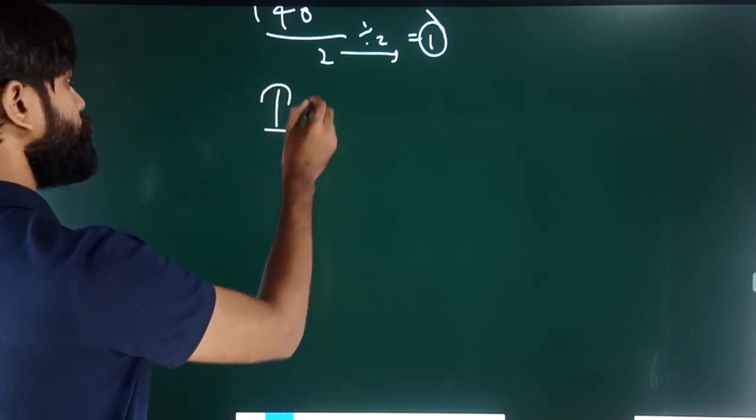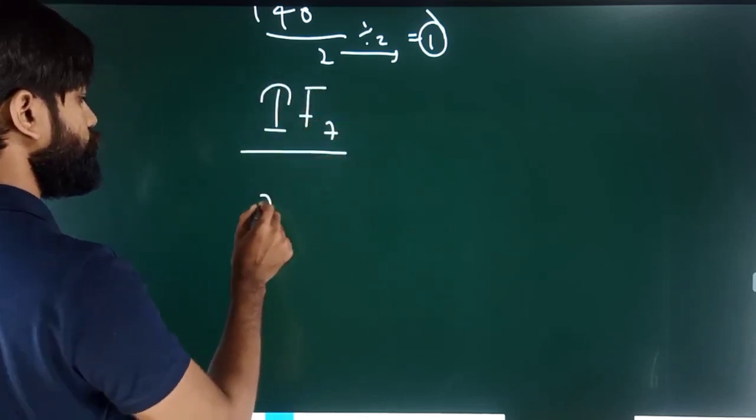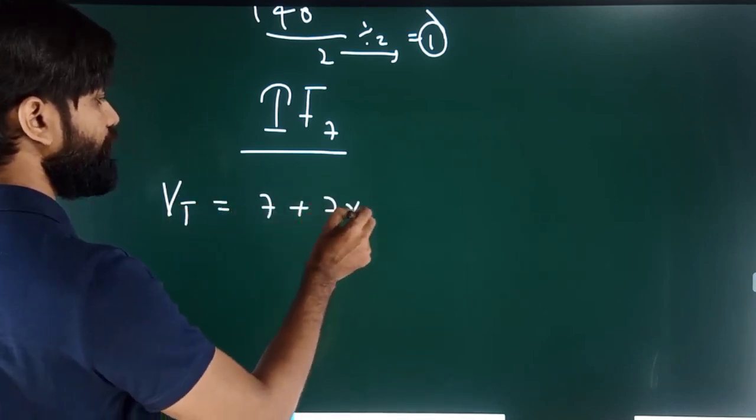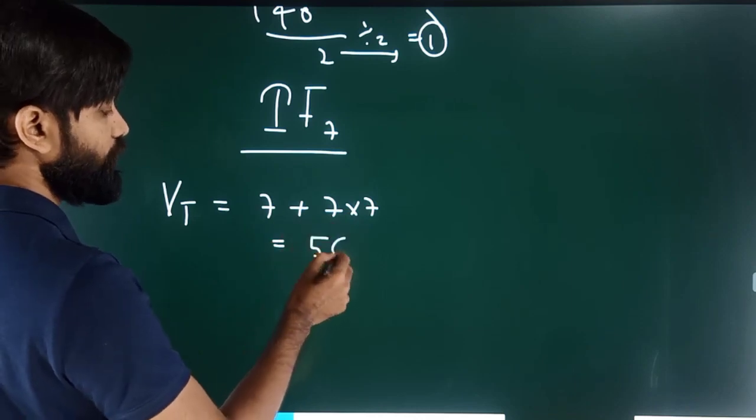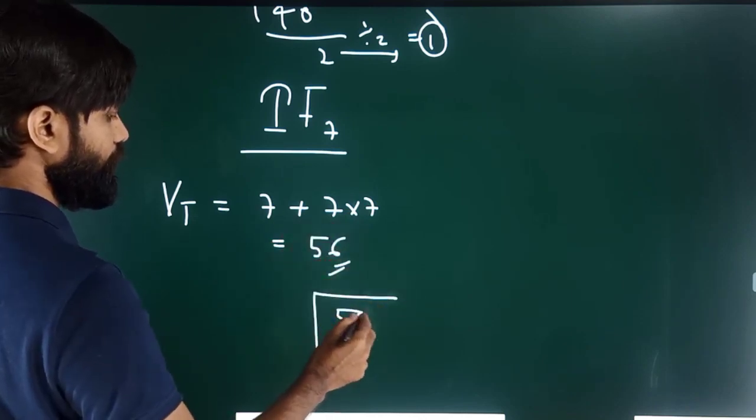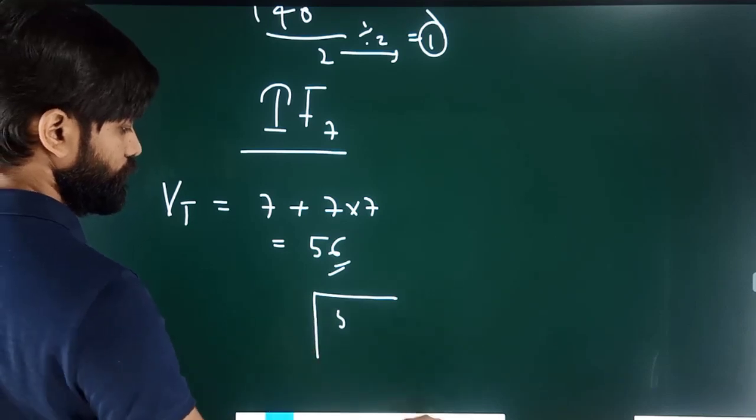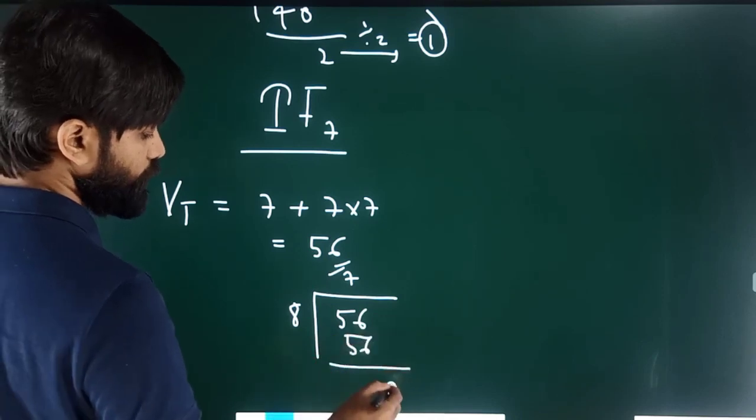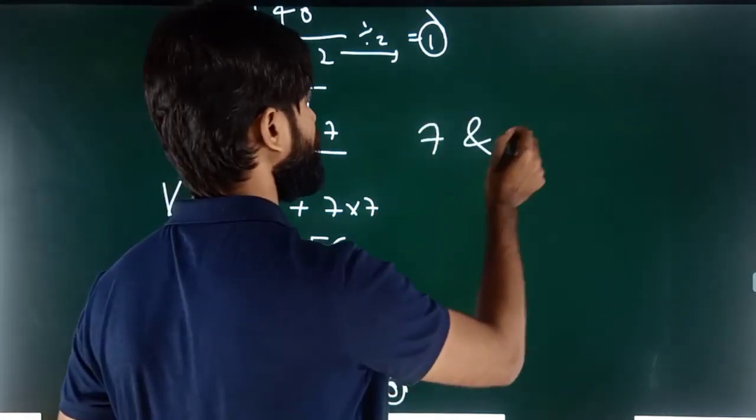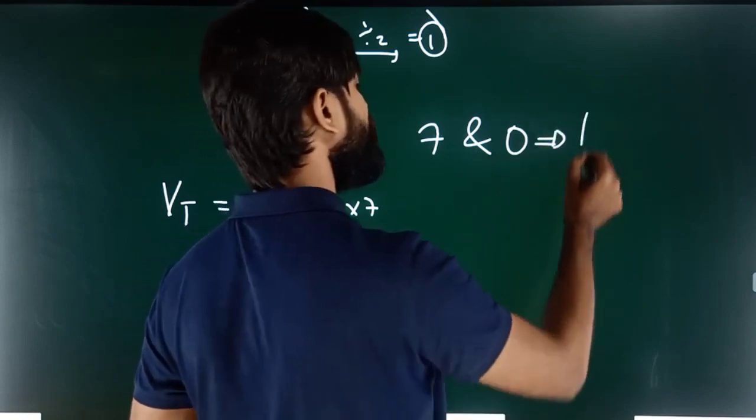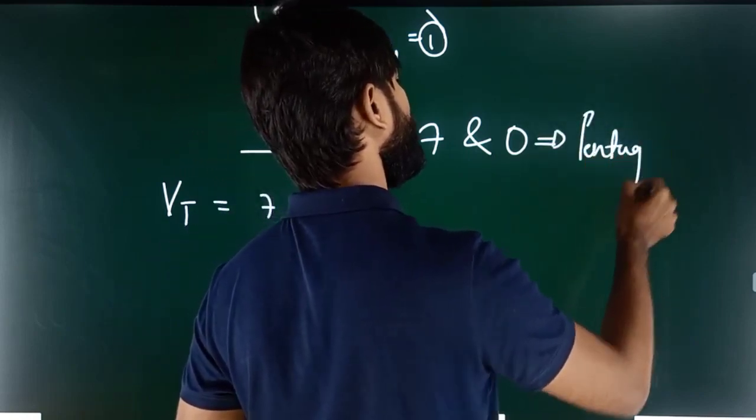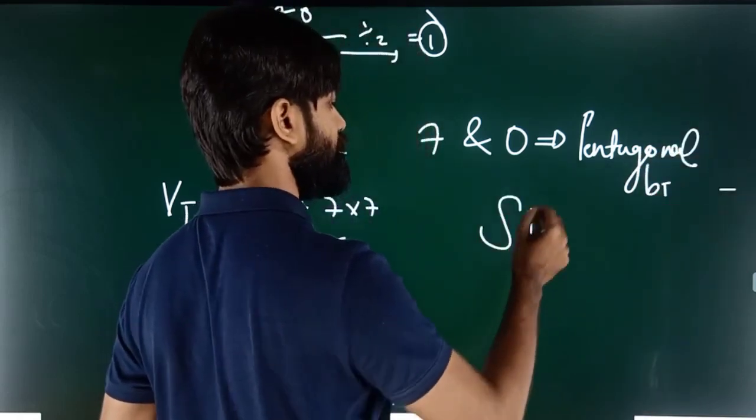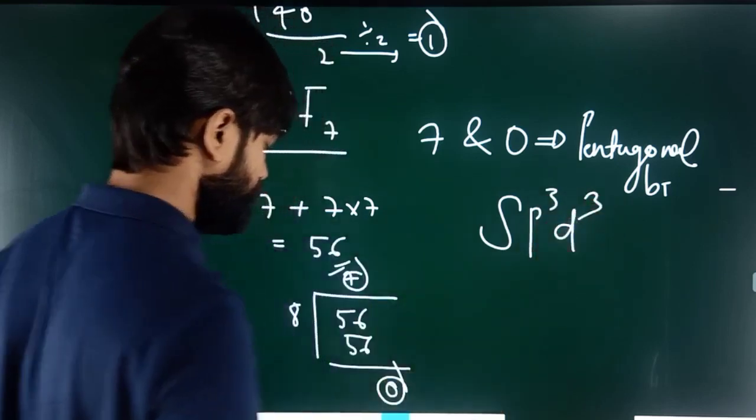The next is IF7. So total valence electron, iodine 7 plus fluorine 7 into 7, total of 8 into 7, 56. 56 divided by 8, here is 7, so 56, remainder 0. So 7 and 0 is the category. 7 and 0, total 7. 7 and 0 means pentagonal bipyramidal. Hybridization sp3d3. Okay.